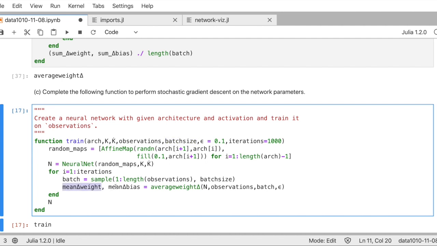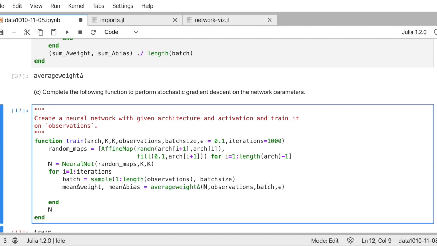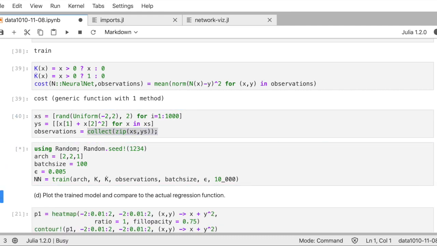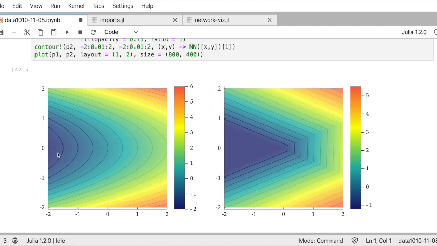And then the average suggested change in the weights and the average suggested change in the biases is going to be computed with this average weight change function we wrote. And then we need to update our neural network. So we make a new neural net consisting of a list of affine maps. We need to know what's the proposed change in W, what's the proposed change in B, and then we also need to know the original map in the neural network we started with, and then we actually apply the suggested change. So we'll come up with our observations here, and then we'll train our neural network. And then we'll plot our neural network and compare it to the target function, and we'll see that it did a very nice job of aligning well with the actual regression function given the constraints of the architecture.